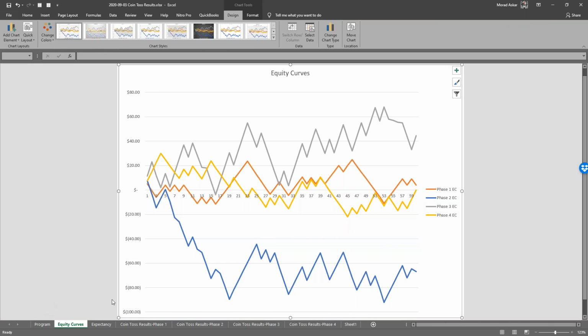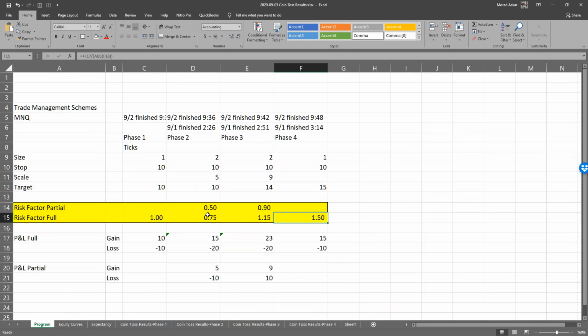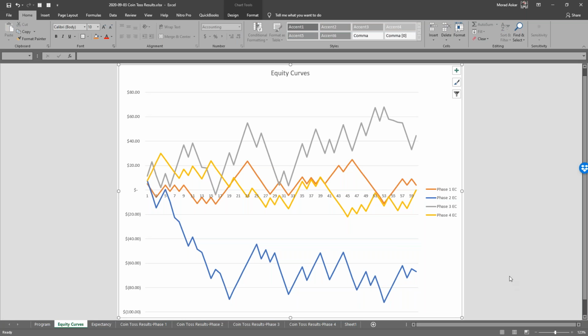So if we look at the equity curve, orange being phase 1, that's the one lot, 10 and 10. Blue being phase 2, which is 2 lot, 5 and 10 versus a 10 tick stop on a 2 lot. The profit factor on it was 0.75, right? Let's refresh. Phase 1, 1.0. Phase 2, 0.75. Phase 3, 1.15 on a full fill. Phase 4, 1.5. Here are the equity curves.